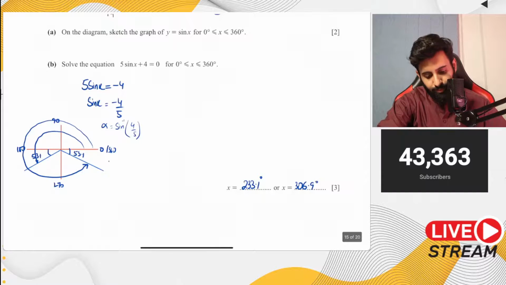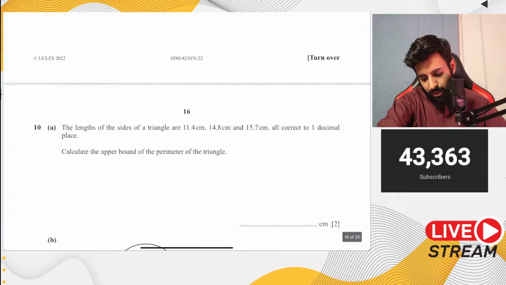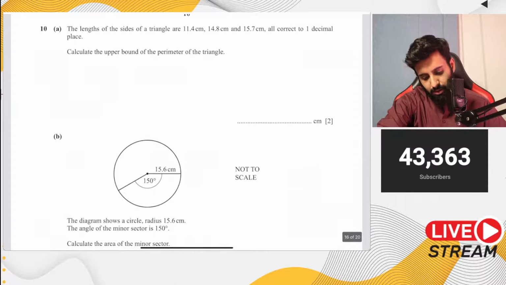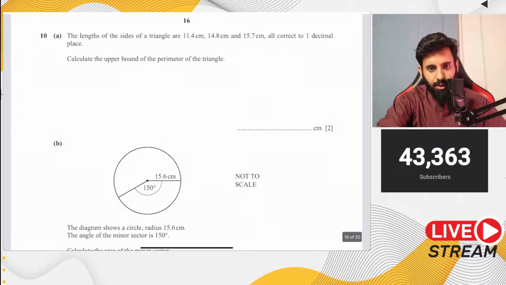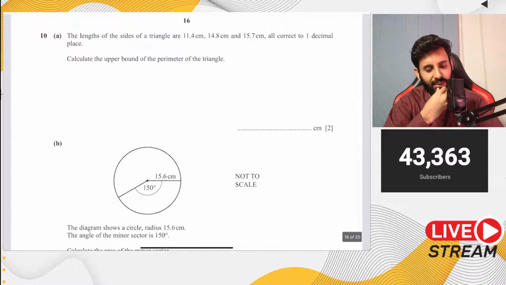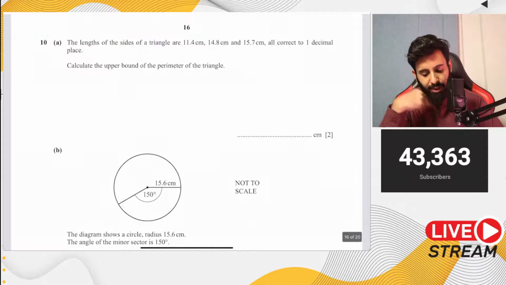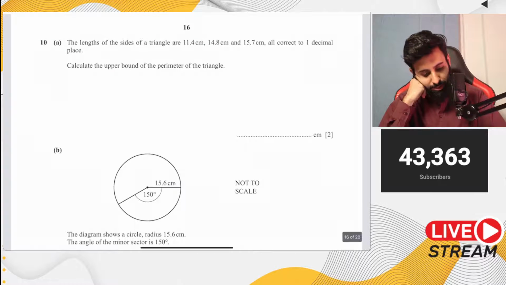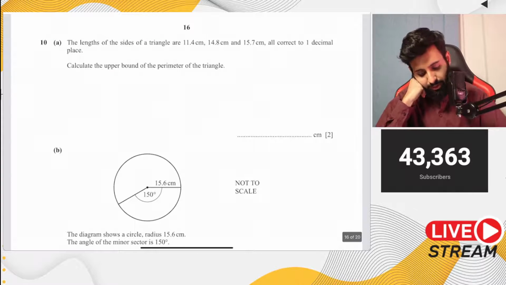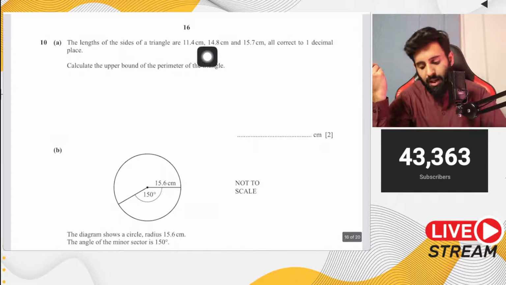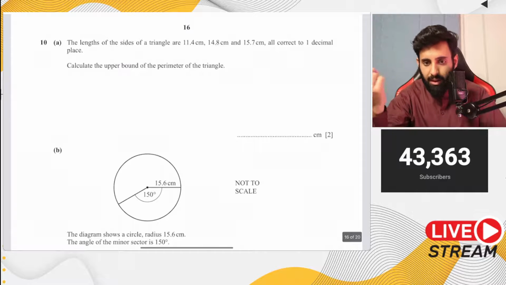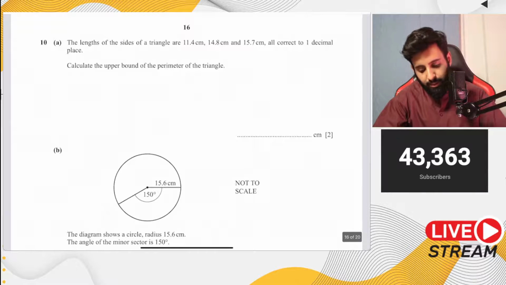Now, mensuration. So first we have a limits of accuracy question. It says the lengths of sides of a triangle are 11.4 centimeters, 14.8 and 15.7, all correct to one decimal place. Calculate the upper bound of the perimeter of the triangle. So please don't do this, that you first calculate the perimeter and then you add whatever it is that you need to add to calculate the upper bound. So that's not what we're going to do.